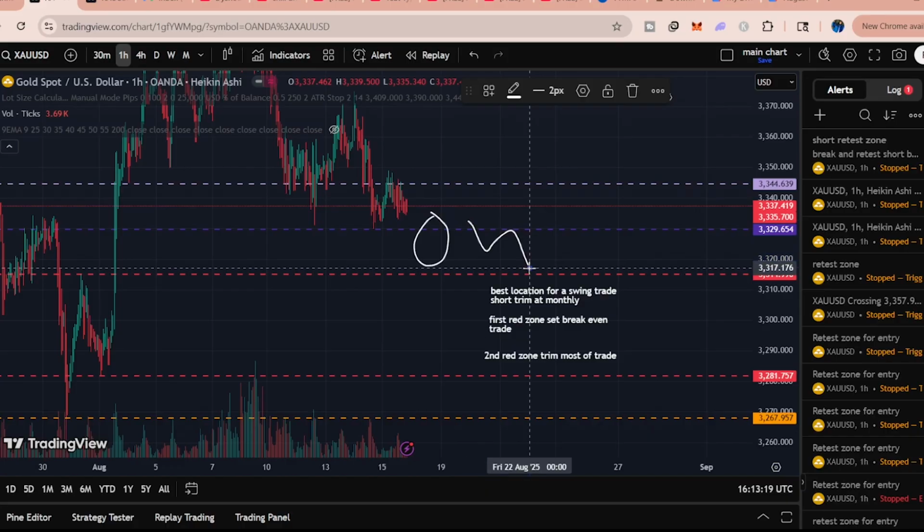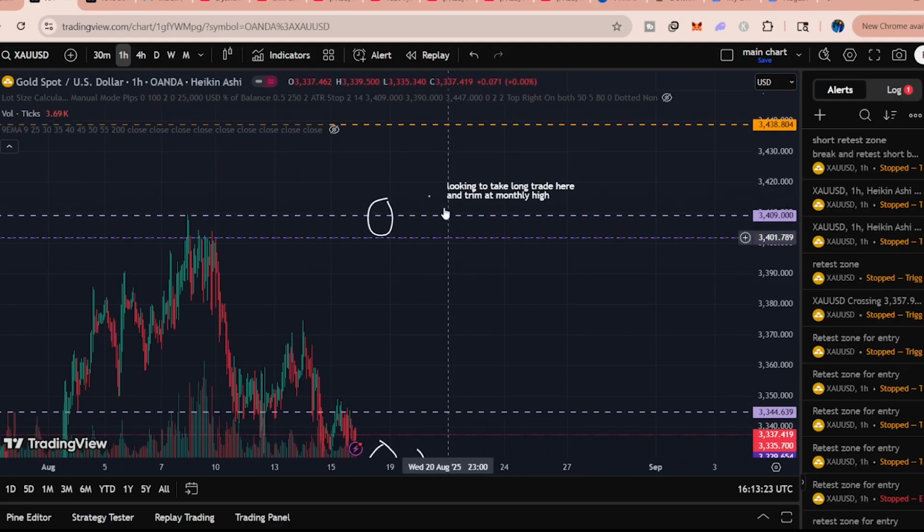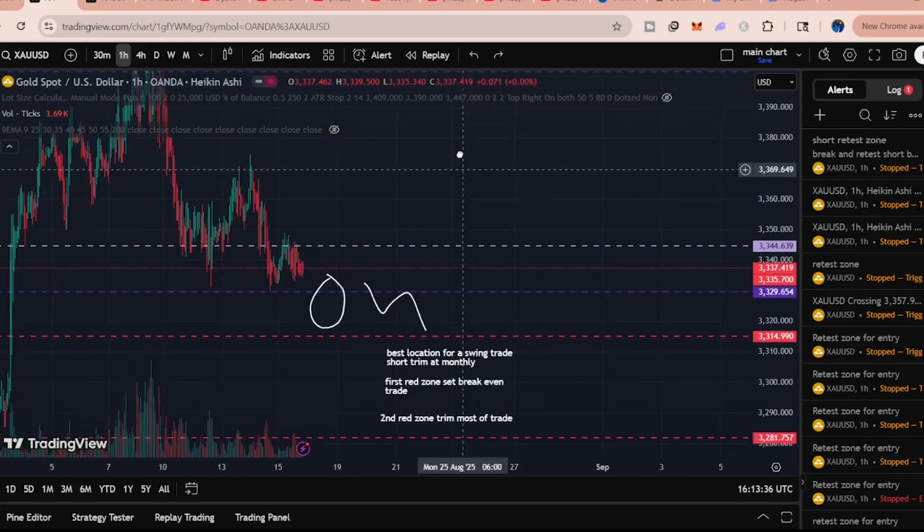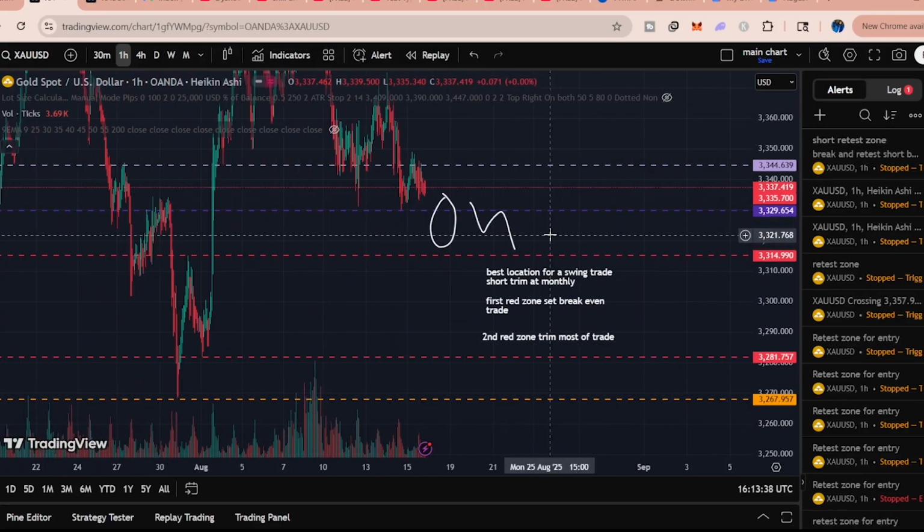We want a clean, straightforward break and retest trade, right? So that's it right there. Just delete that little bugger right there. And then up here, that's it right there, right? That way I know the pattern I'm looking for, right?